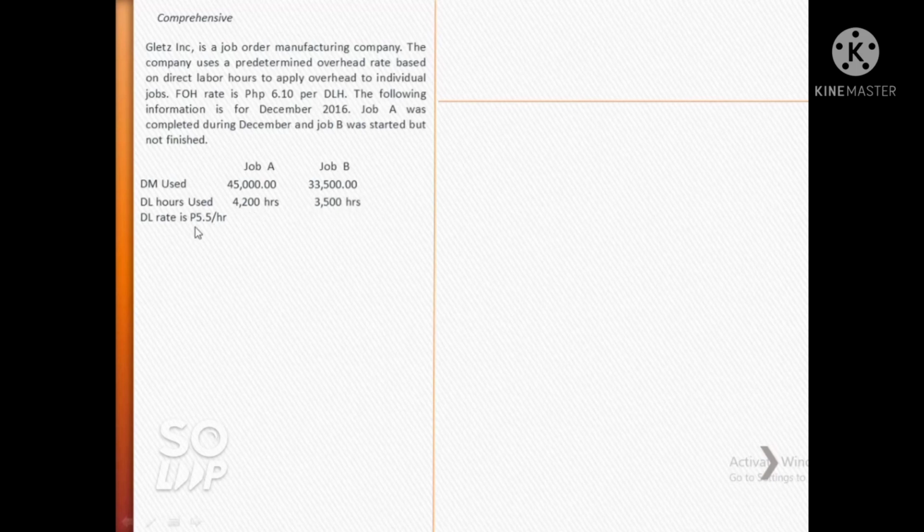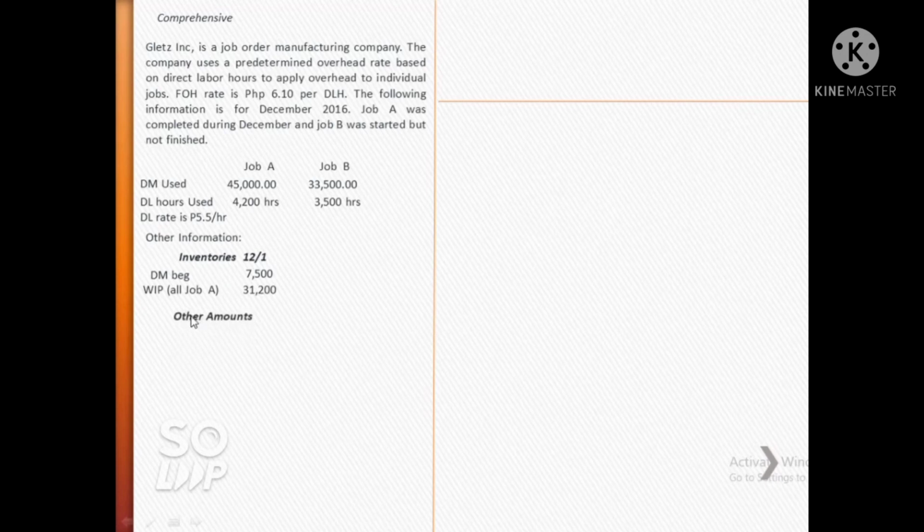The direct labor rate is 5.5 per hour. Aside from that, there is other information. For example, the beginning inventories: we have the direct materials at 7.5, and we have the work in process, all Job A, 31,200. That means Job A has already been started in the past period and will just be finished now.